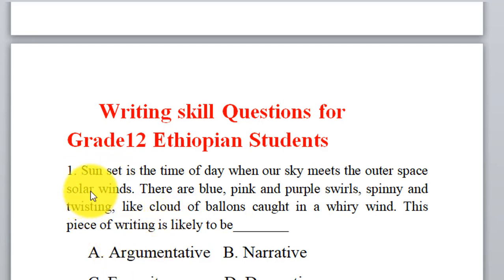What about expository? Does the topic sentence give us information, explain about the sunset? I don't think this is expository. But descriptive. When you say descriptive, it describes an object. It describes something. It describes a place. It describes very small elements, all right? So the best answer is that this piece of writing is descriptive. There are a number of adjectives here: blue, pink, purple, swirls, spinny, and twisting. These consecutive adjectives are words which modify what sunset is, because these words make a vivid image for the listeners and the readers. So this piece of writing is called descriptive because it describes what sunset is, the structure of sunset, right?